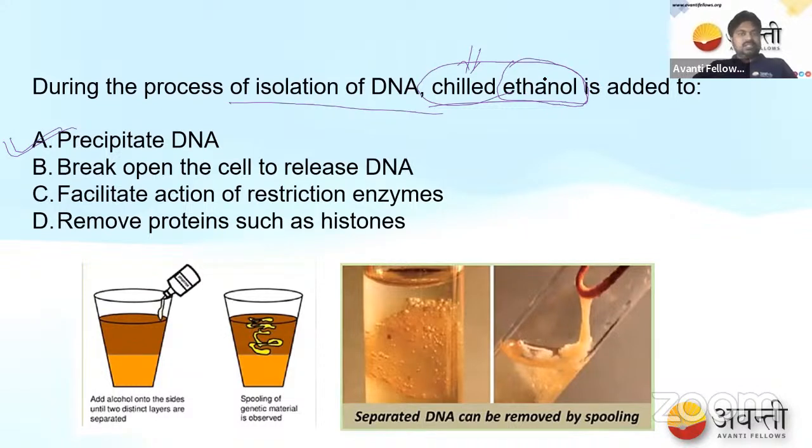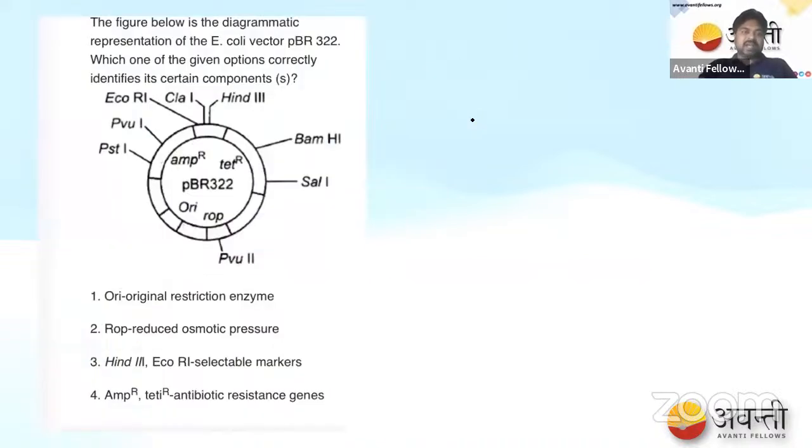Actually, ethanol is useful for the precipitation of DNA. That means ethanol causes the DNA to lose its solubility. Ethanol has a property, and with the help of that property, the DNA loses its solubility. And why do we use chilled? Chilled is useful to protect from denaturation. That's why we use chilled ethanol in this activity.